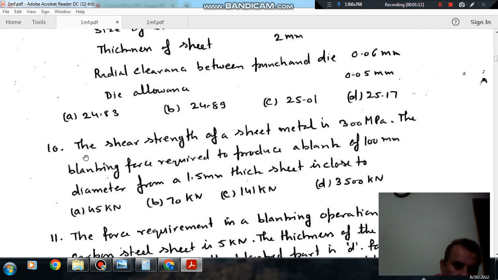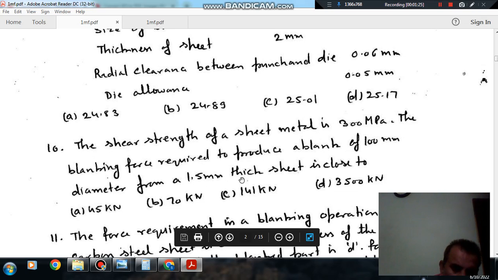Next, question number 10. The shear strength of a sheet metal is 300 MPa. The blanking force required to produce a blank of 100 mm diameter from a 1.5 mm thick sheet is close to option A 45 kilonewton, option B 70 kilonewton, option C 141 kilonewton and option D 3500 kilonewton.